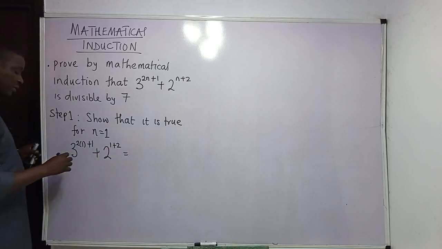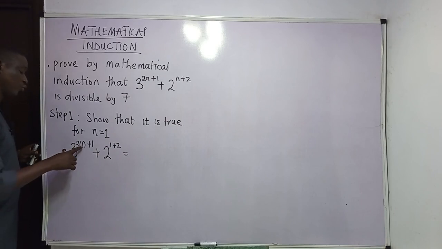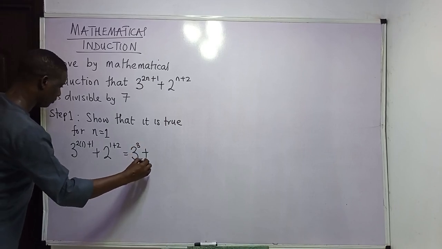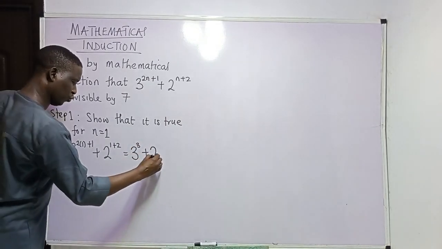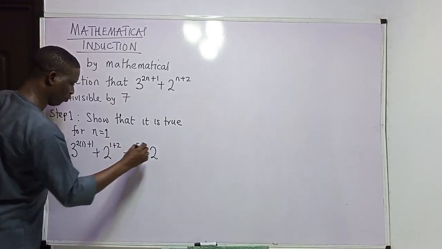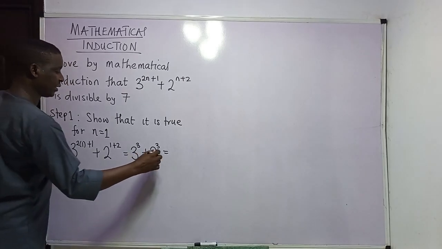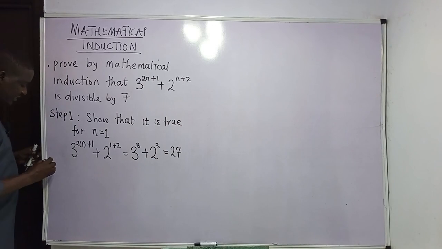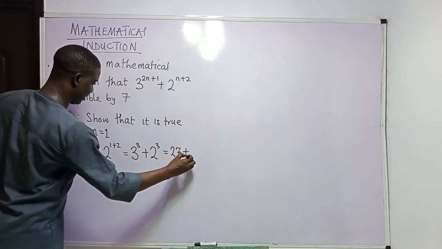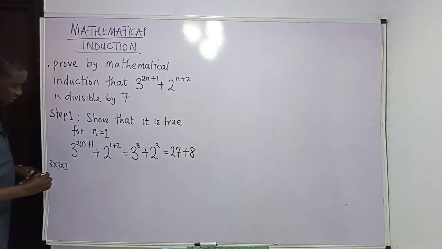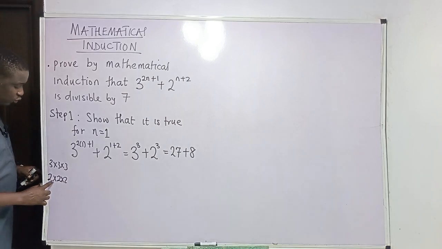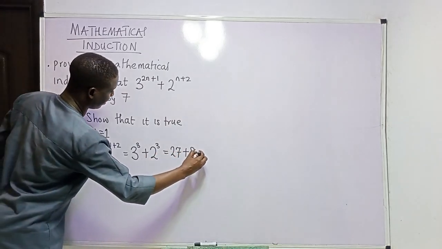So what do we have now? 2 times 1 is 2, plus 1 is 3. So we have 3 raised to the power of 3 plus 2 to the power of 1 plus 2, which is 3. So this one will give us 27, because 3 raised to the power 3 is 3 times 3 times 3, which is 27. Then plus 8, which is 2 to the power 3: 2 times 2 times 2, 2 times 2 is 4, times 2 is 8.